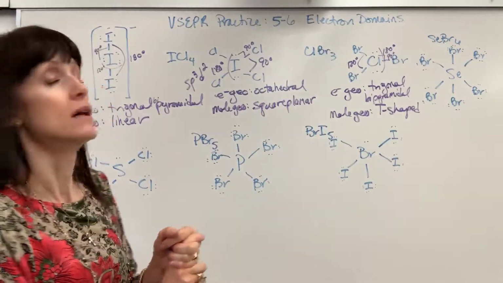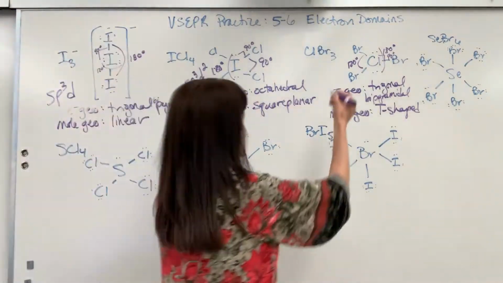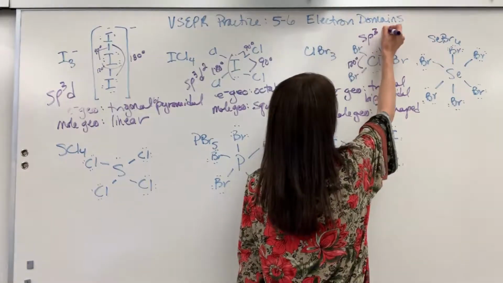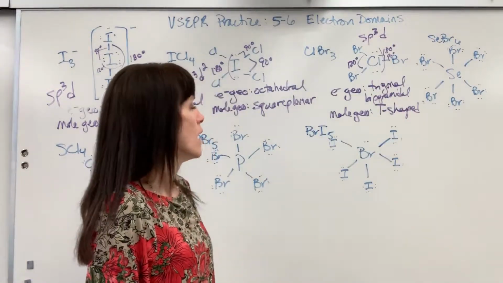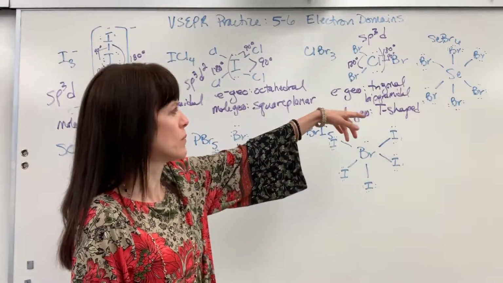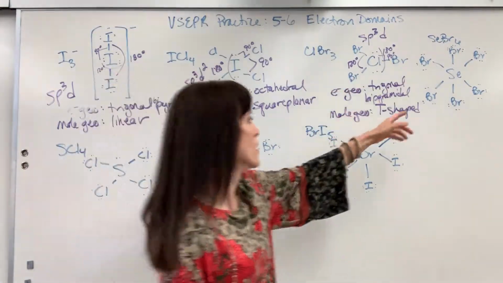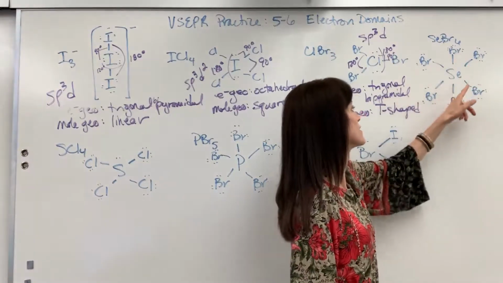Let's see here. Hybridization. So 5 electron domains, we've got sp3d. 1 plus 3 is 4, plus 1 is 5 electron domains. Okay, the selenium hexabromide. Let's count electron domains. 1, 2, 3, 4, 5, 6.